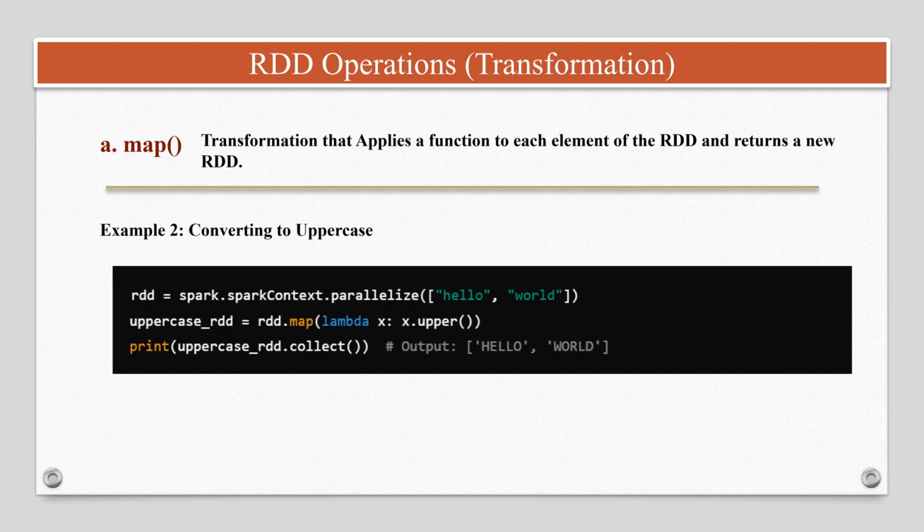Second example is converting to uppercase. You can use the map function to convert each string in an RDD to uppercase. We have two strings, hello and world. We used the x.upper function to convert the given RDD strings into uppercase. So we get the output HELLO WORLD in uppercase. So map should be used to apply a transformation on each element independently, ideal for operations that transform or extract data from each element without altering the overall RDD structure.